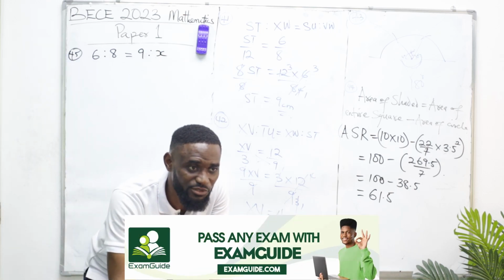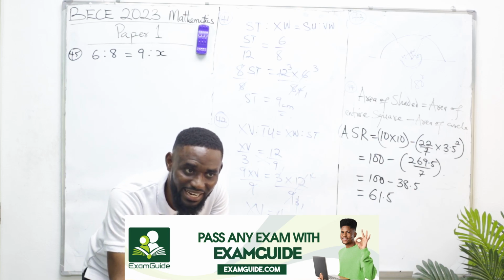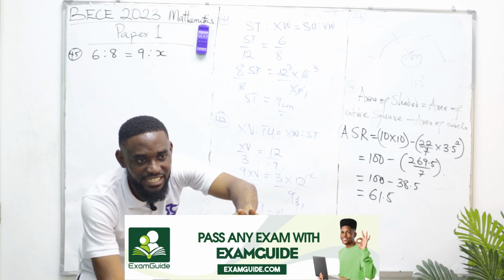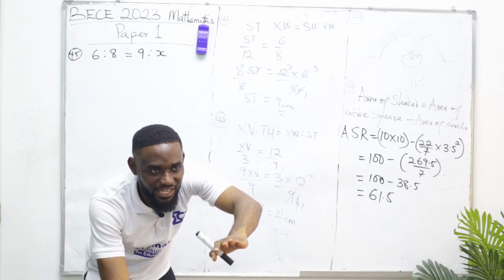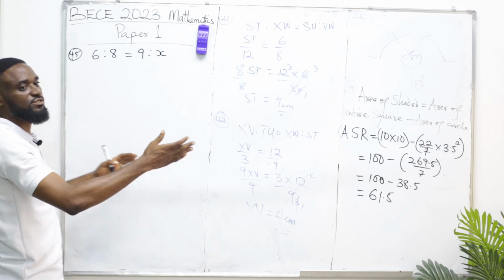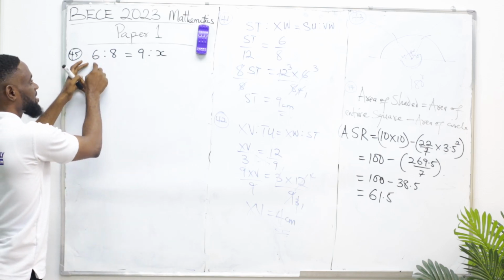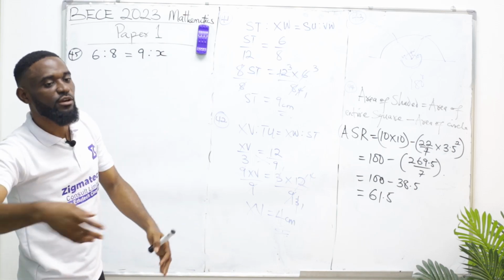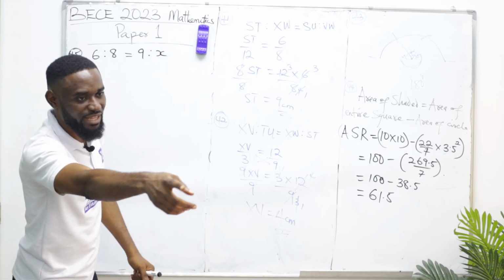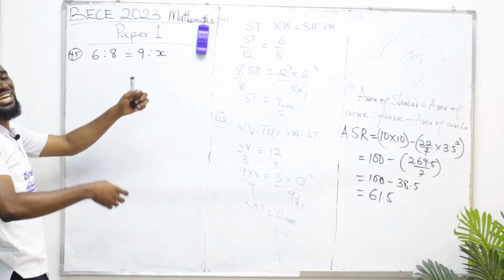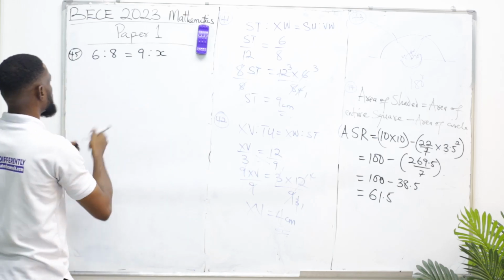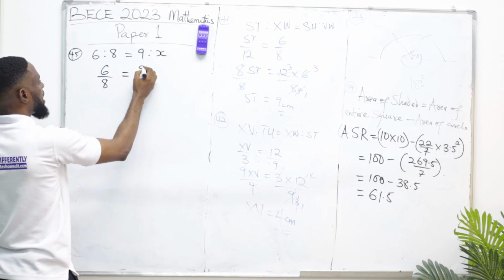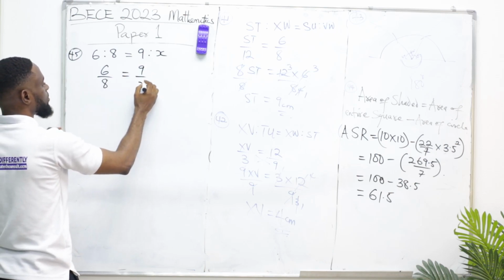So two cylindrical tins are 6 cm and 9 cm. One is 6 cm, one is 9 cm. Now they say the smaller tin has a diameter of 8 cm, so 6 is to 8 cm. 9 is to how many cm in diameter? We don't know. So they say we should find the diameter of the bigger one, which is what we did here. So let the diameter be x, right? So this will be 6 over 8 is equal to 9 over x.